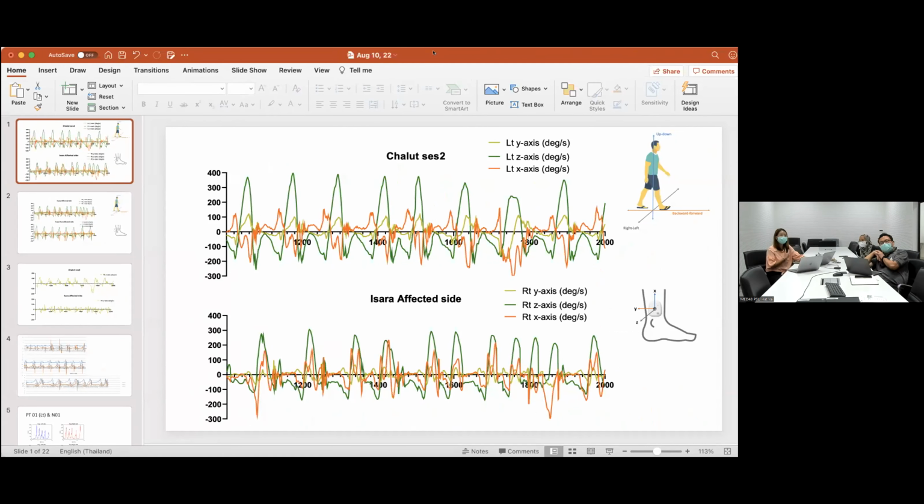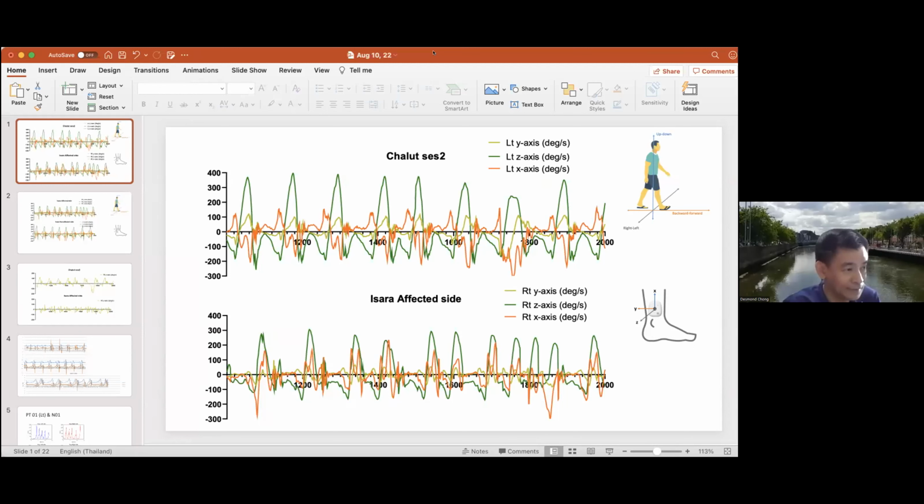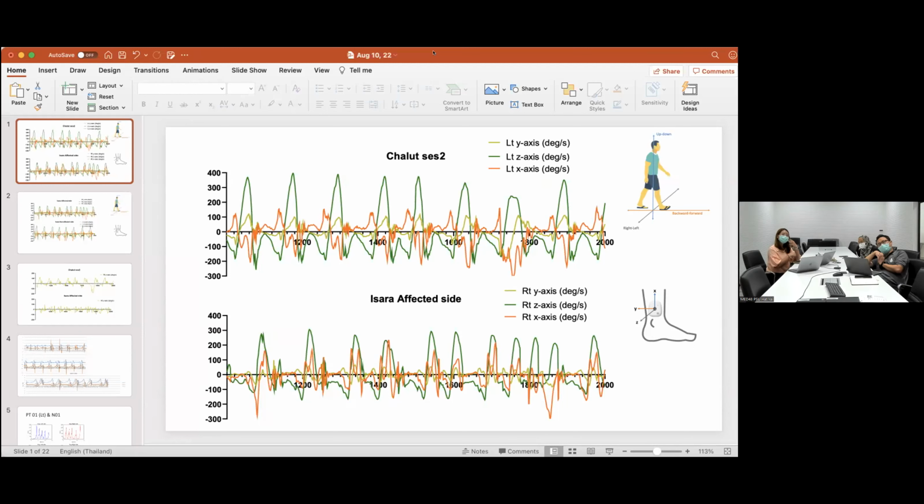And we also would like to ask your opinion, Desmond. Is it necessary to correlate between the gyroscope and the accelerometer? Because we have data from two sensors, the gyro and the accelerometer. Do you think if we do any correlations, is there anything interesting?